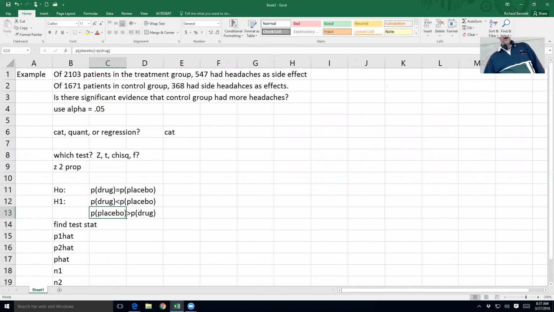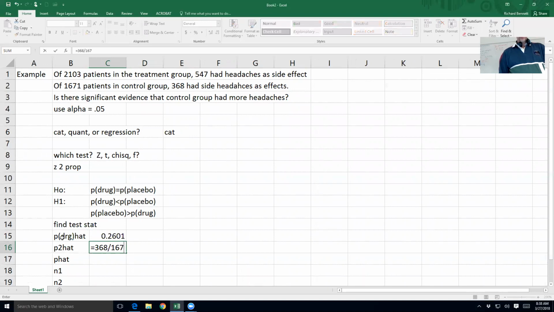All right, so what's P1 hat in this case? Or let's call this P drug hat. It's 547 divided by 2103. What's P2 hat? 368 divided by 1671. Now let's look at this.